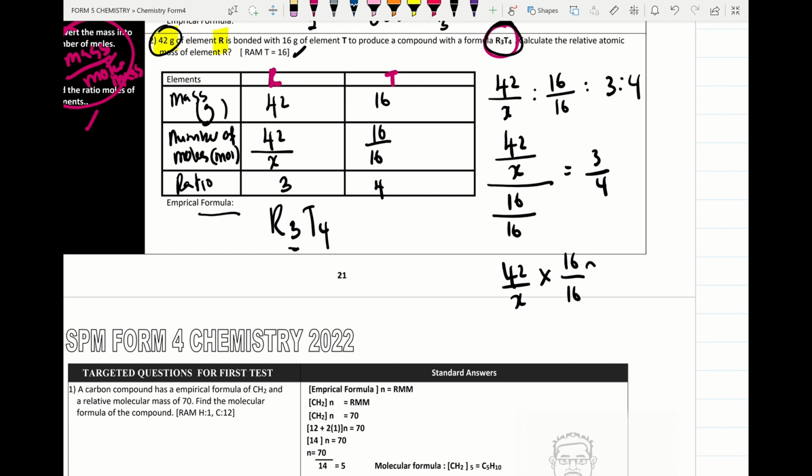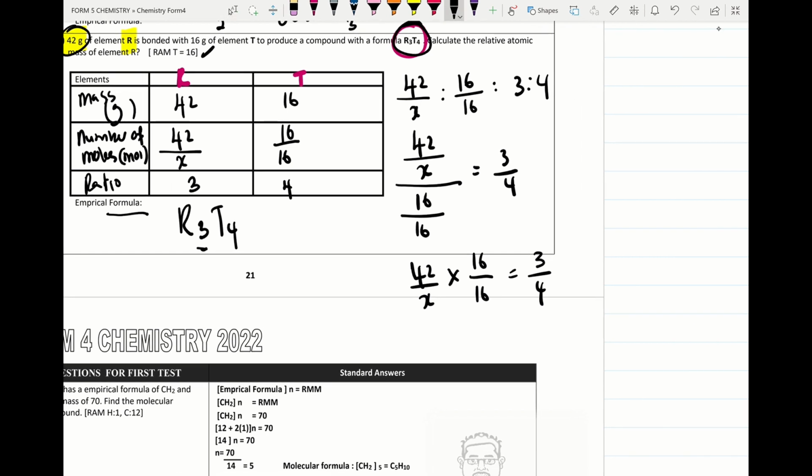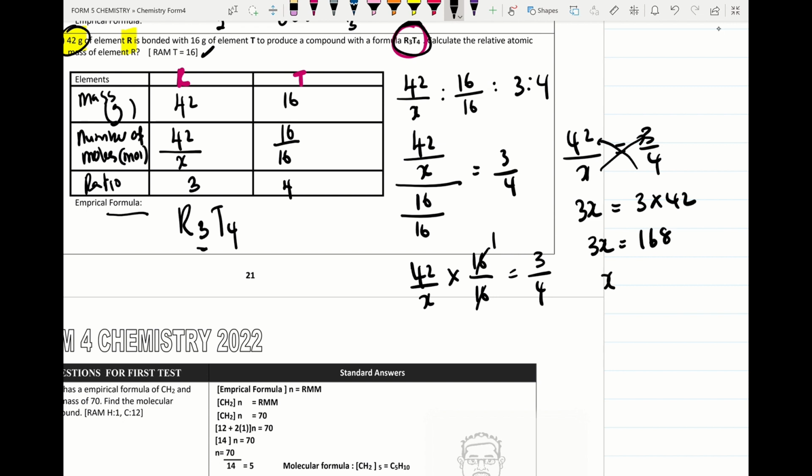Alright, so we try to find the value of X. So 3 over 4. Next we find the 42 over X. This one will cancel and be 1, and we will get 3 over 4. Then we bring this here and this one here. So 3X equals 3 times 42. So we will get 3X equals 168. Then we find the value of X. X will be 168 divided by 3, which is 56. So we can conclude the RAM of R will be 56.